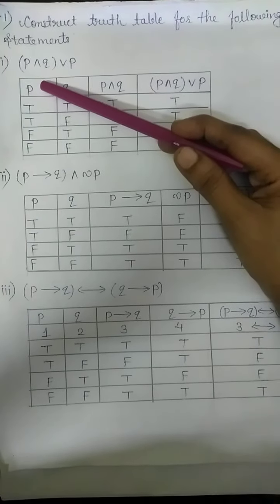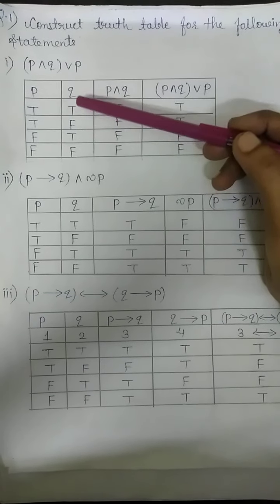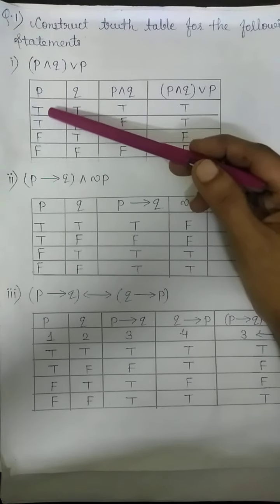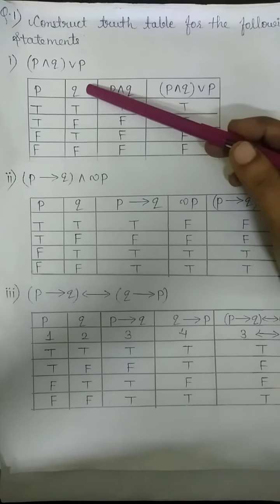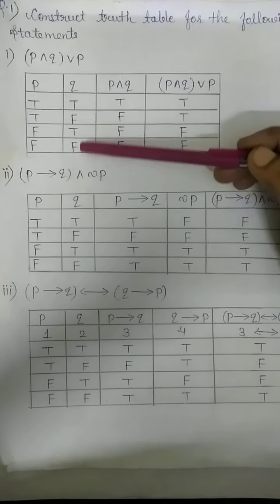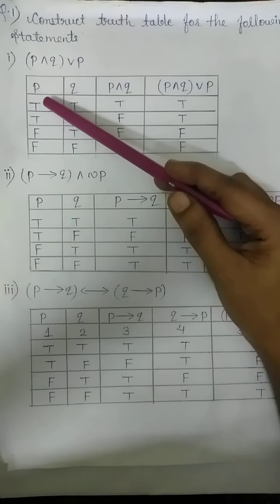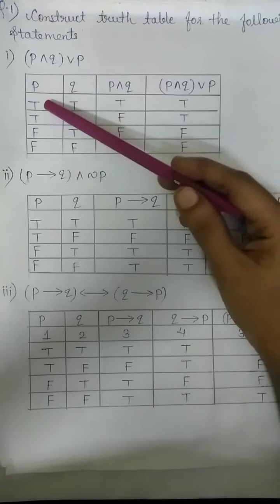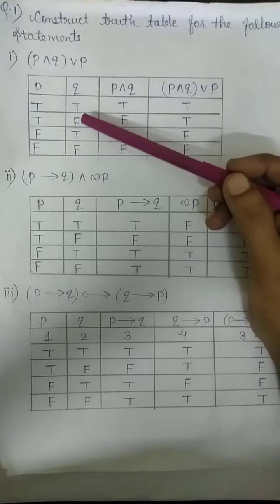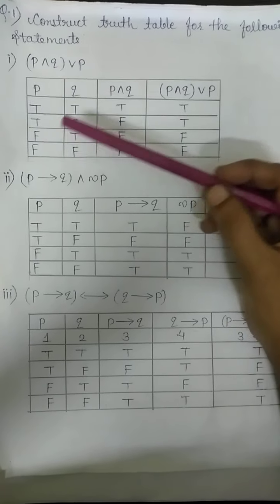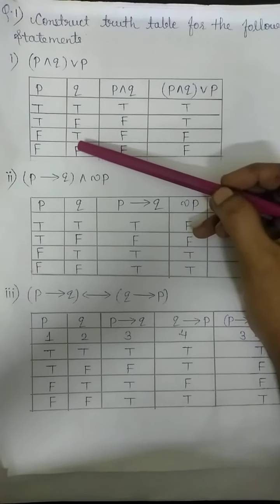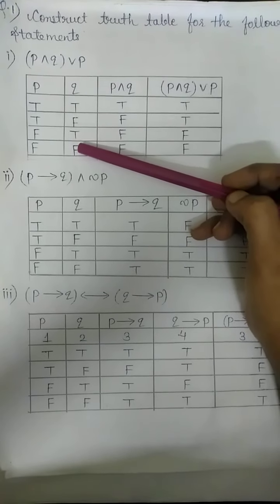So P and Q columns will be fixed. P will be T, T, F, F and Q will be T, F, T, F. Here we consider all possible values of P and Q. See, when both are true, when P is true, Q is false, when P is false, Q is true, and when both are false. So these two columns will be fixed.